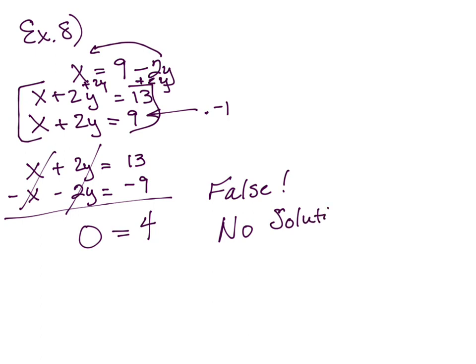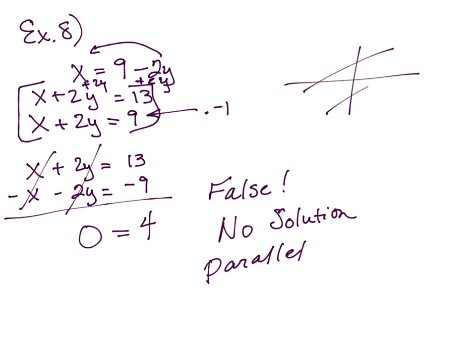So what kind of system? Oh, they're parallel. See, all of the pieces are coming together. No solution. These must be parallel lines. If I graphed them, they never crossed. You know that's the case when you end up with a false situation. So all your variables canceled. Read what's left. If it's false, there's no solution.